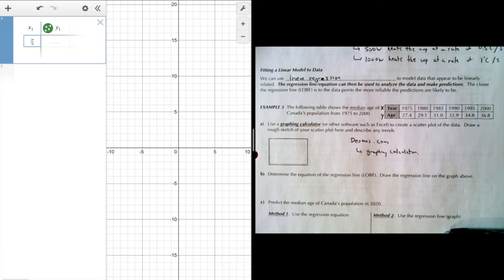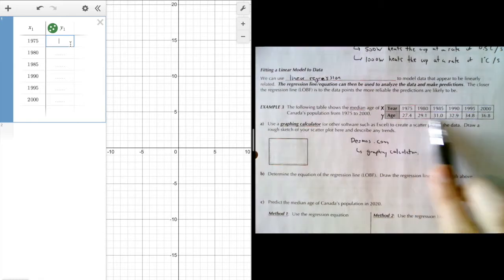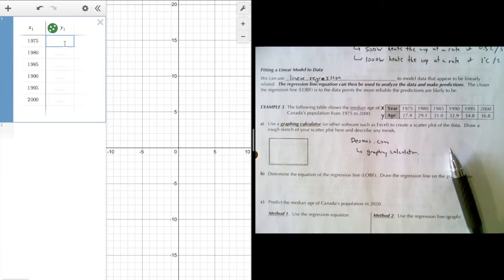And for our X's, we're just going to type in our years. So we've got 1975, and we've got 1980. And what's neat is Desmos starts to learn eventually as you start typing in. If you're going up by the same amount over and over again, it might start to anticipate. Mine didn't, because my internet's not very quick. 1995 and 2000. There we go. There's all my years, and now I'm just going to put my ages in the Y column.